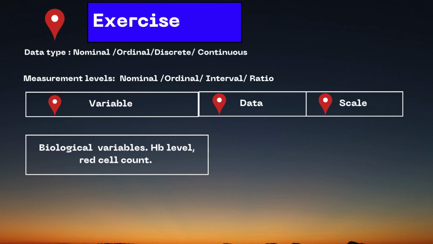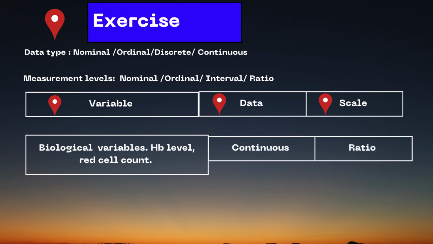Answer. Variable, hemoglobin levels. Data type, continuous. Level of measurement, ratio. Explanation. Hemoglobin levels are continuous data because they can take any value within a range, including fractional values, for example, 12.3 grams per deciliter. They are measured on a ratio scale because they have a true 0 point, absence of hemoglobin, allowing for meaningful ratios and arithmetic operations. Variable, red blood cell count.